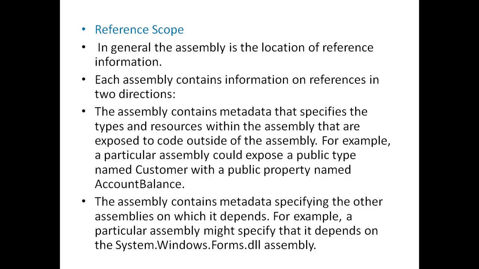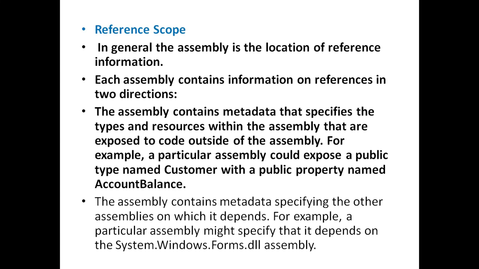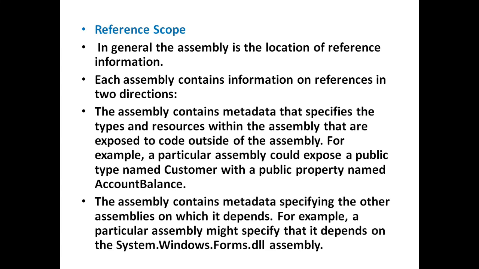Then reference scope. In general, the assembly is the location of reference information. Each assembly contains information on references in two directions. The assembly contains metadata that specifies the types and resources within the assembly that are exposed to code outside of the assembly. For example, a particular assembly could expose a public type named customer with a public property named account balance. The assembly contains metadata which specifies the other assemblies on which it depends.